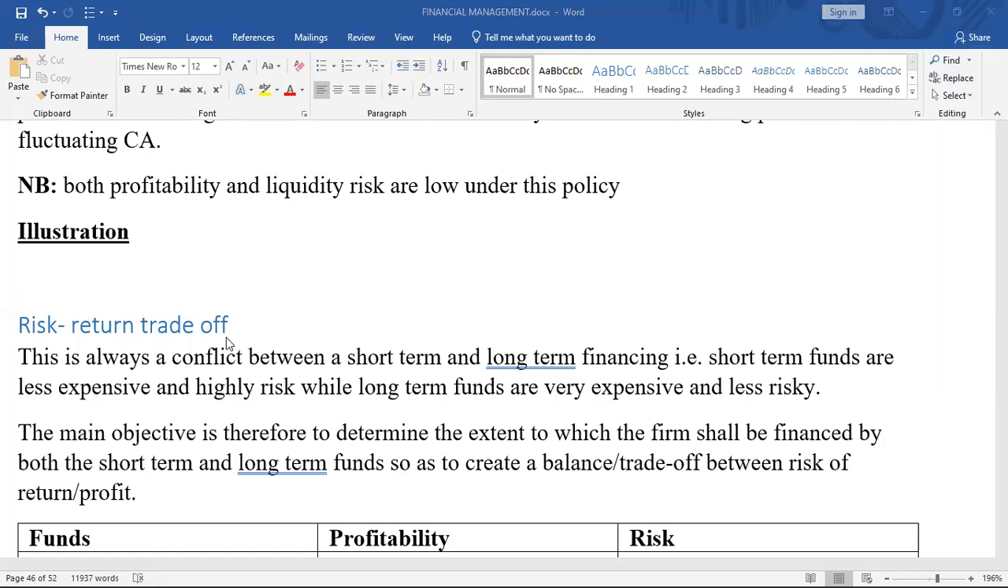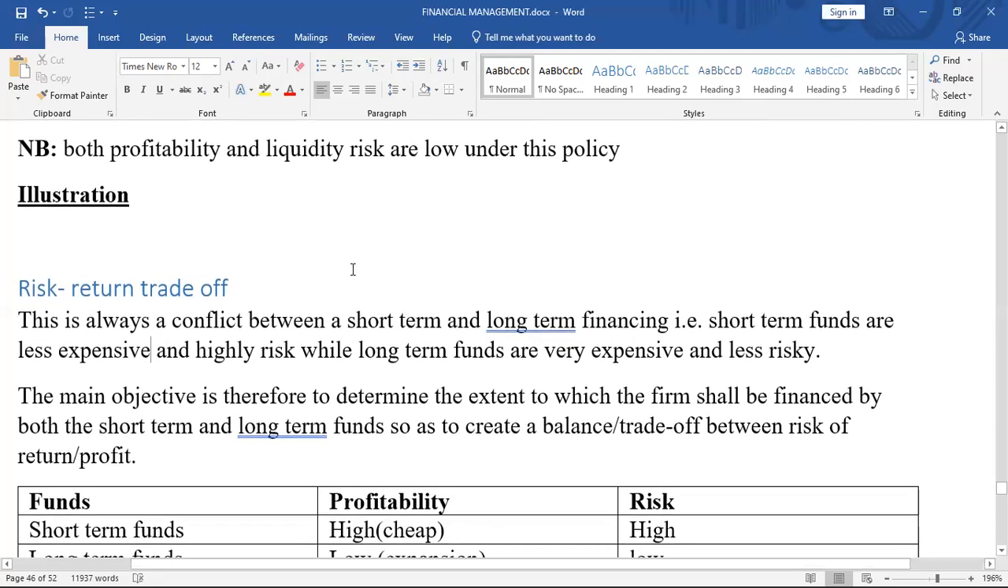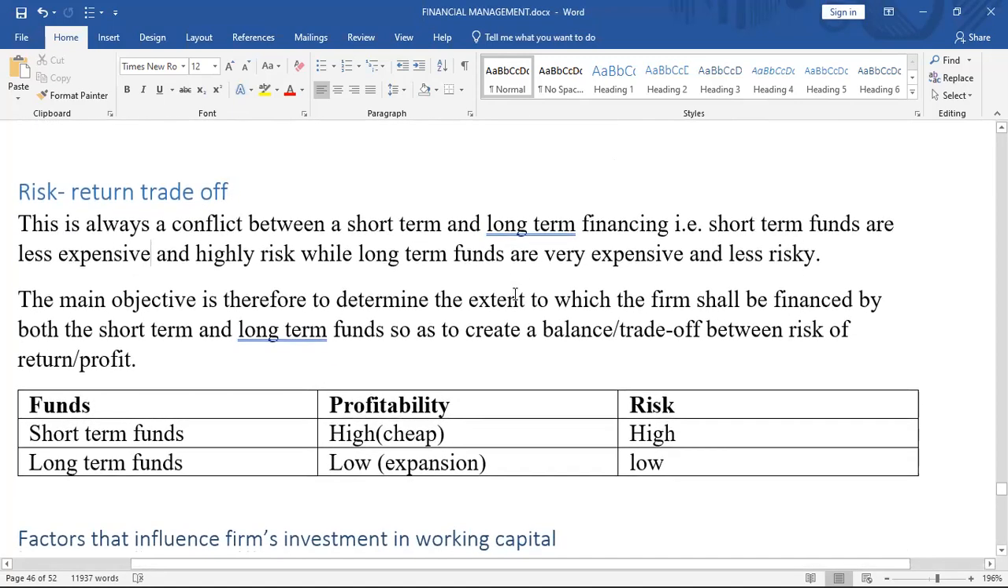Now, we are saying the main objective is therefore to determine the extent to which the firm shall be financed by both the short-term and long-term funds, so as to create a balance, a trade-off between the risk, return, and profits.